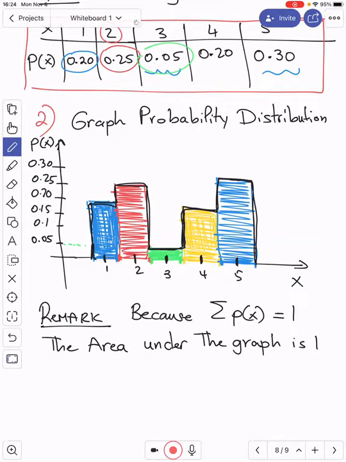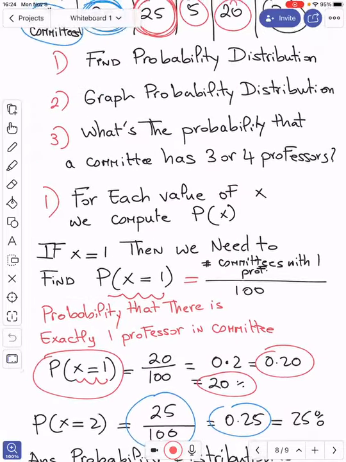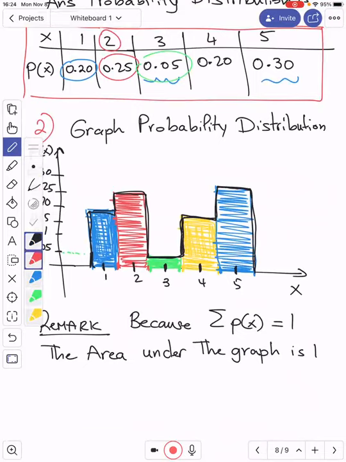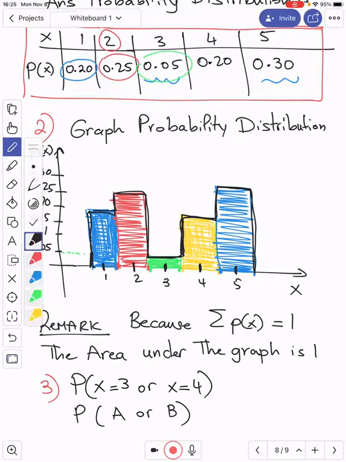All right. So then I think the third question. Let's see, what's the third question? Where is it? Well, yeah. What's the probability that the committee has 3 or 4 professors? So we are looking for the probability that X is 3 or X is 4, right? And again, just remember, guys, this is like P of A or B. A would be X equal to 3, that's the event A, and X equal to 4, that's my B.